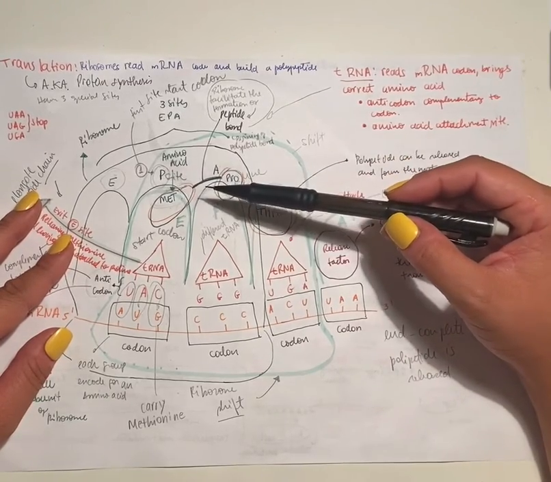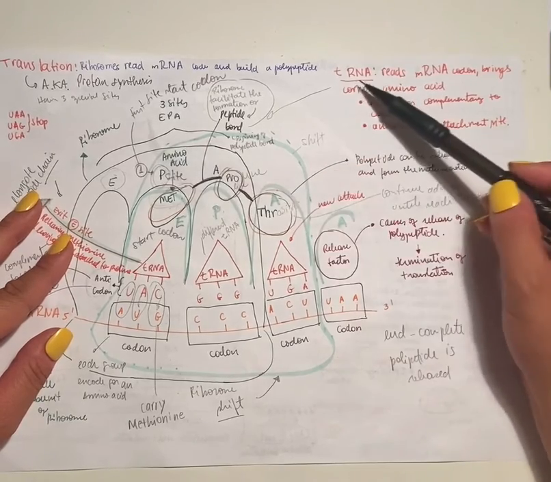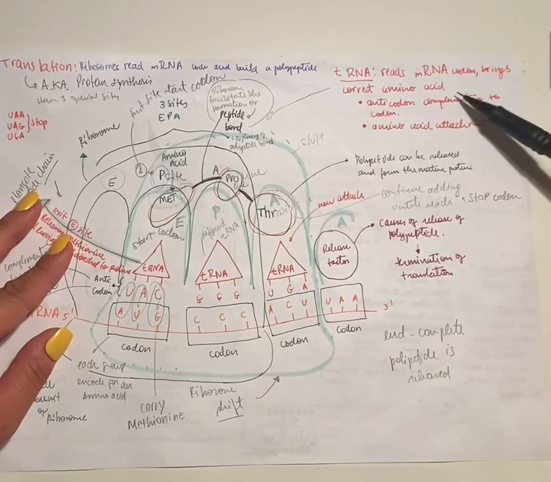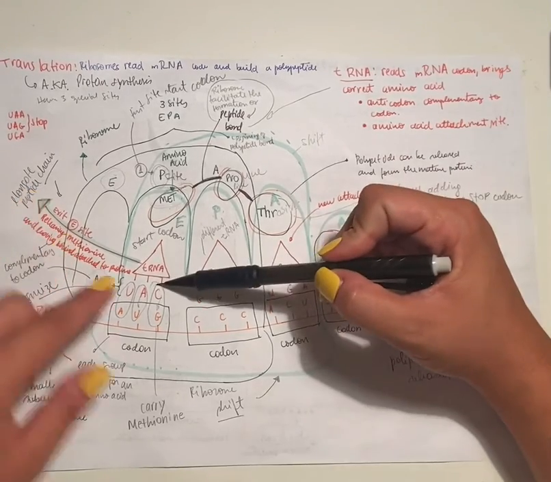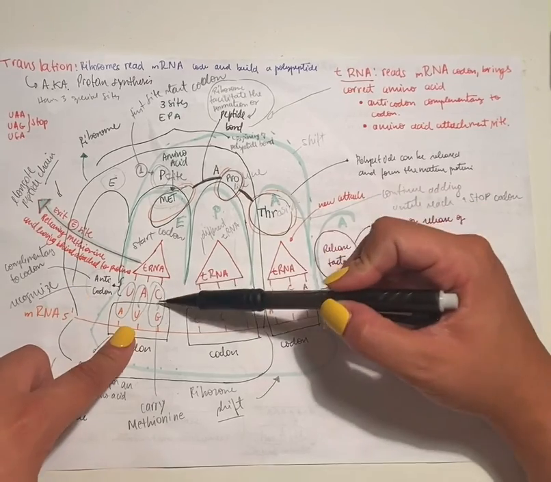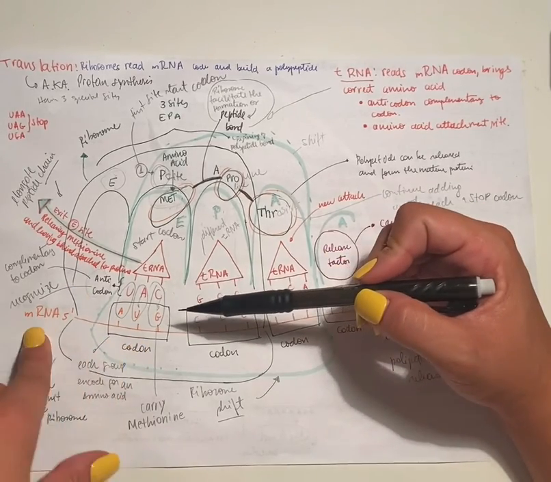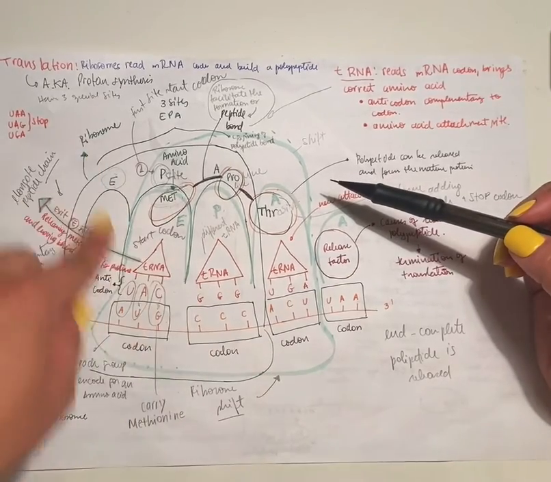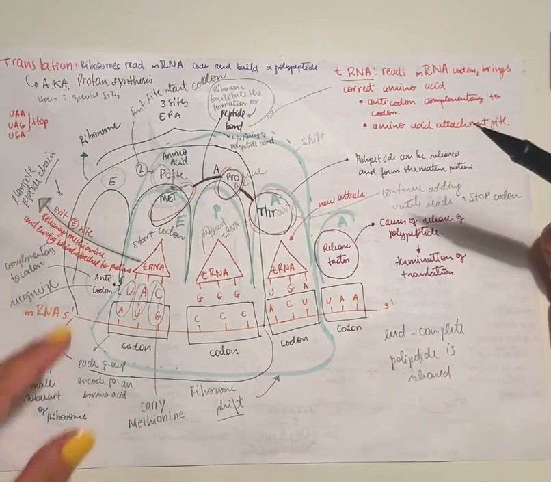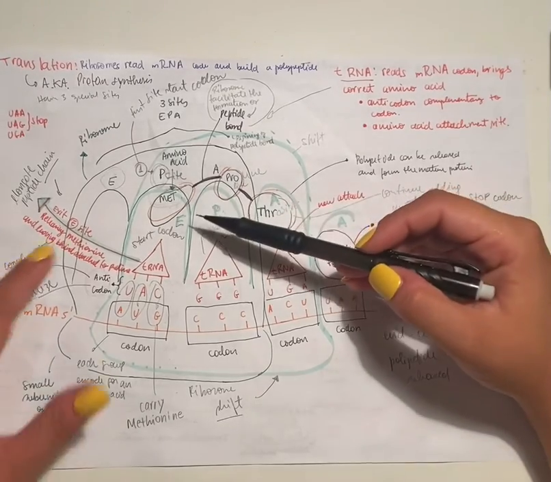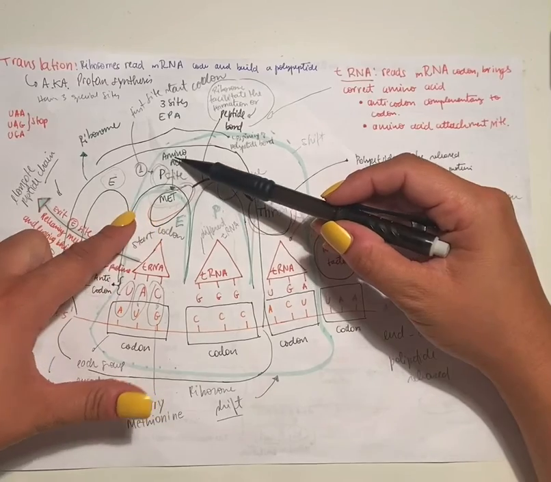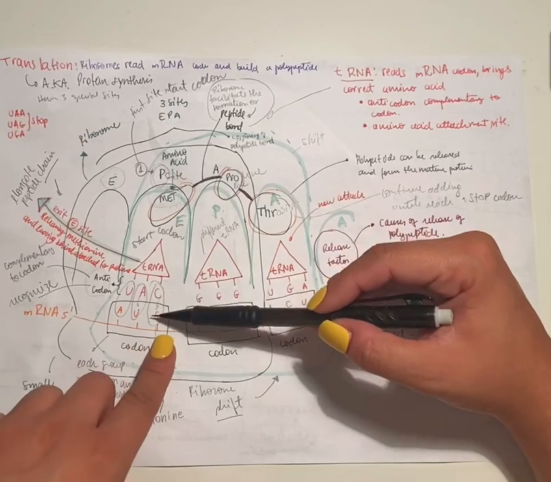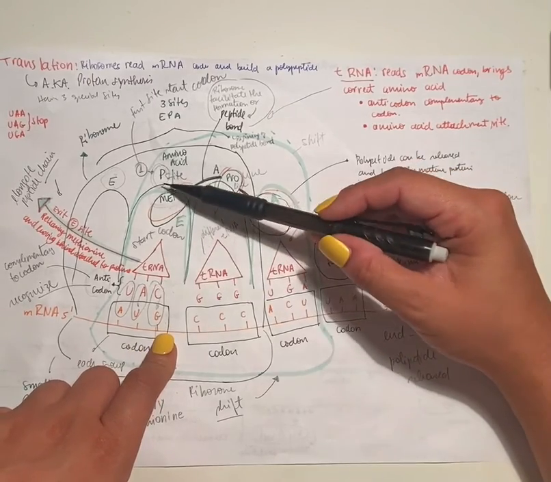In the P site, it brings the tRNA. The tRNA reads the mRNA codon and brings the correct amino acid. So the anticodon that the tRNA has is complementary to the mRNA codon. Each codon encodes for a different type of amino acid. First, at the P site, the tRNA and the codon are recognized, and they're complementary, and they're together.